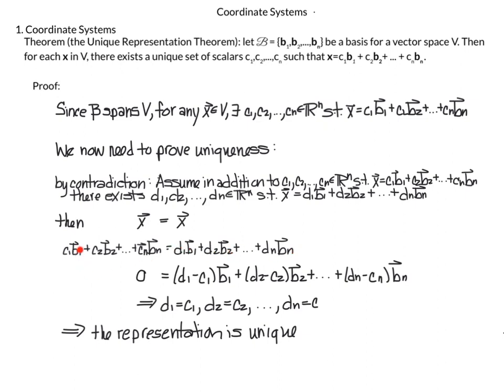So moving this over, subtracting c1 b1 from both sides of the equation, I'm going to have d1 minus c1 times b1. Moving the others over, I'm going to have d2 minus c2 times b2, all the way to dn minus cn times bn. And that's going to be equal to 0, right? Because I subtracted everything over, so this side's now 0, which must mean that each of these scalars must be equal to 0, which means d1 is equal to c1. Therefore, the representation is unique.